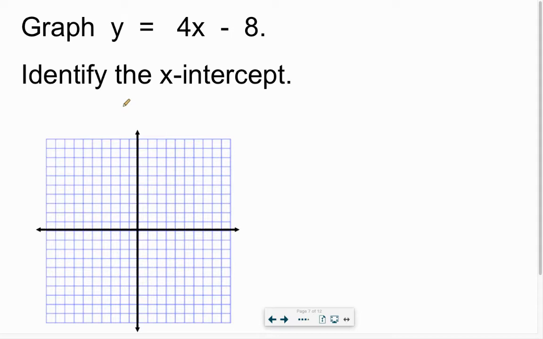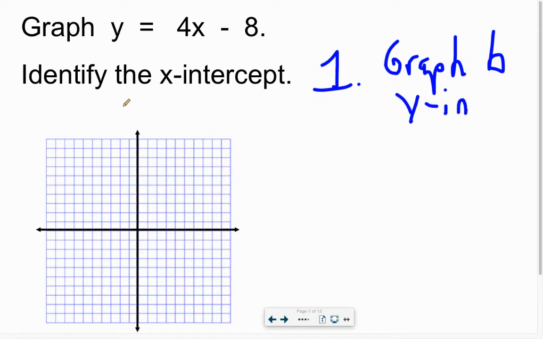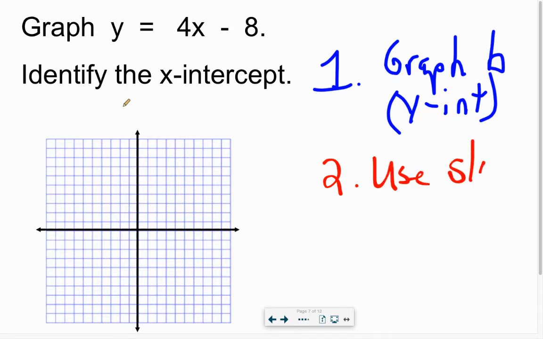Graph the equation. When we talk about graphing the equation, I usually write down 2 steps. Step 1, graph b. Graph your y-intercept. Then step 2, you're going to use your slope for your second point. Here's what I mean. Go back up here to the top.